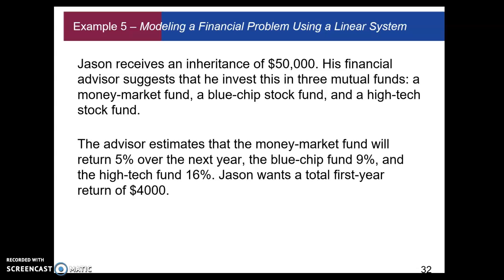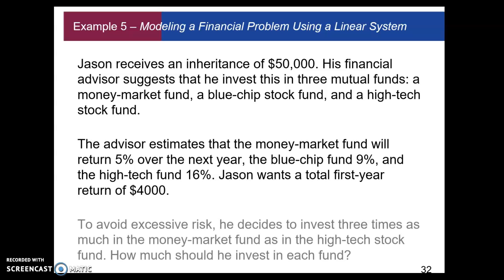Jason wants a total first-year return of $4,000. So he's going to invest his $50,000 into these 3 accounts, and he wants the return on his investment after 1 year to be equal to $4,000. In addition to that, his financial advisor recommends that in order to avoid excessive risk, he should invest 3 times as much money in the money market fund as in the high-tech stock fund.